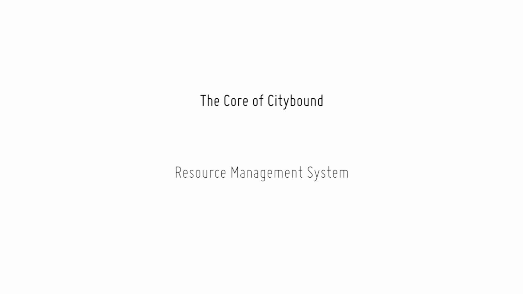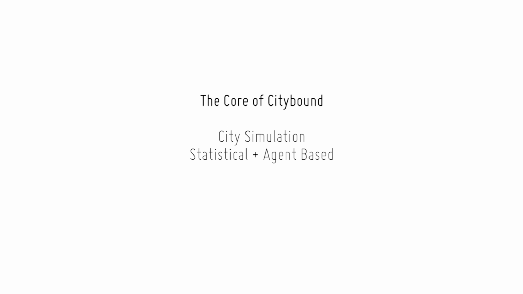Now for this week's update, let me first explain some of the new behind the scenes simulation and then I'll show you how you can play with it. So the core of Citybound will be a resource management system. On top of that there will be the actual city simulation, which will be a hybrid of statistical and agent-based models. The statistical model will be used for city planning and demand calculation. The agent-based model will then try to imperfectly implement and realize the statistical planning and demands.